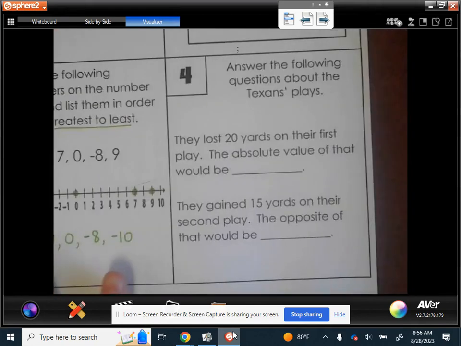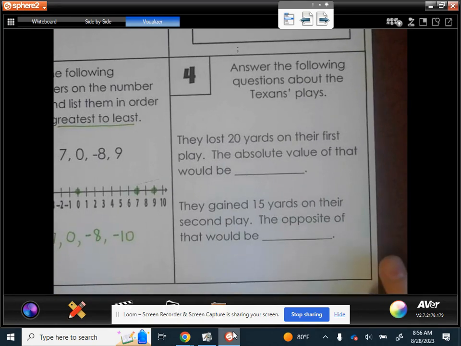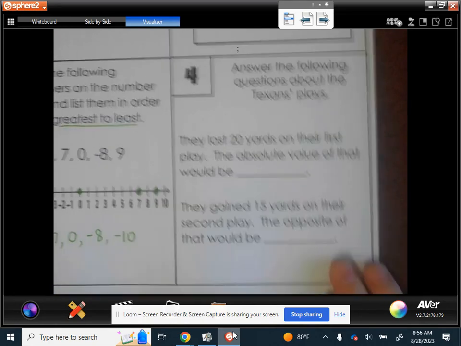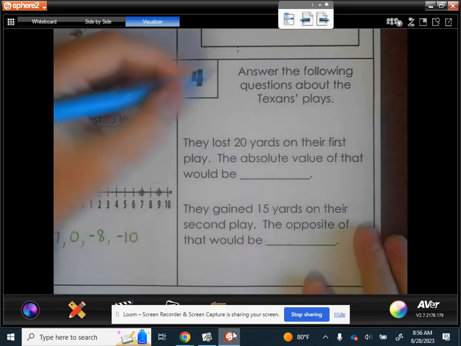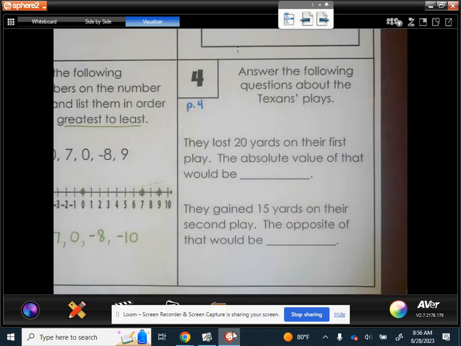Okay, question number 4. It says, answer the following questions about the Texans plays. They lost 20 yards on their first play. The absolute value of that would be blank. Okay, so first let's talk about where we can find this. Absolute value and opposites is on page 4 of your notebook.